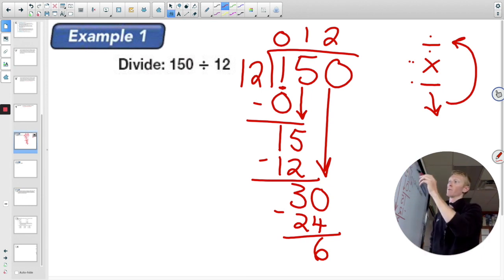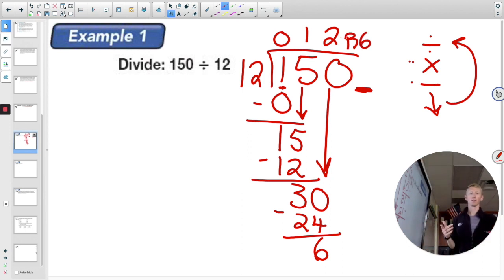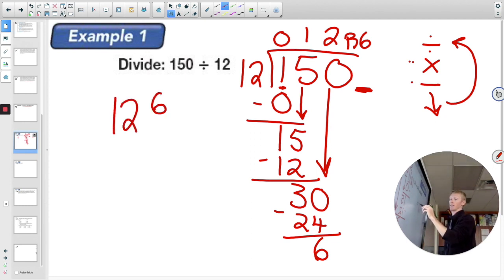Drop down. Wait, I have nothing left to drop down. So that means I am done with the problem. Two ways to write your answer. You can do 12 remainder 6, or what we've learned is instead of putting that remainder, you'll write it as 12 and 6 over 12.